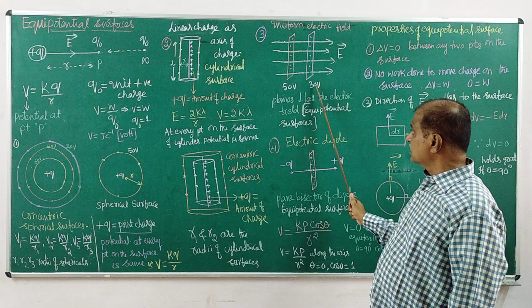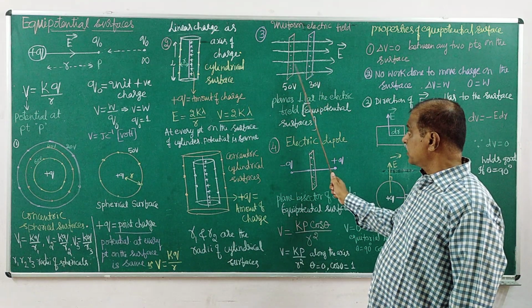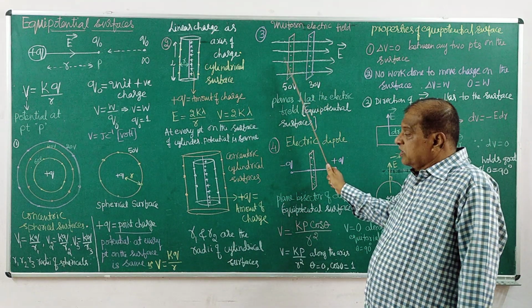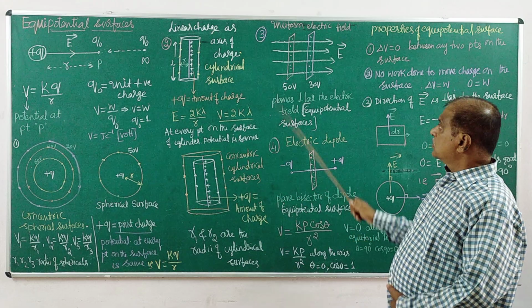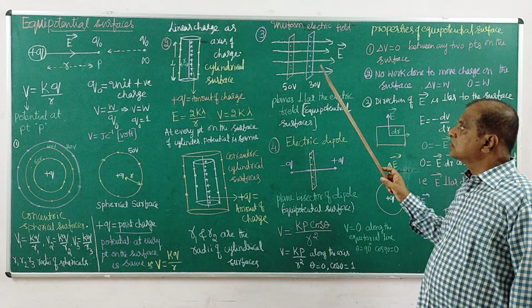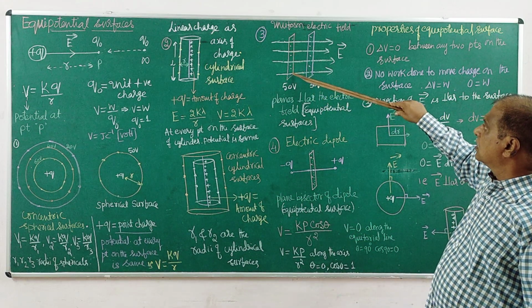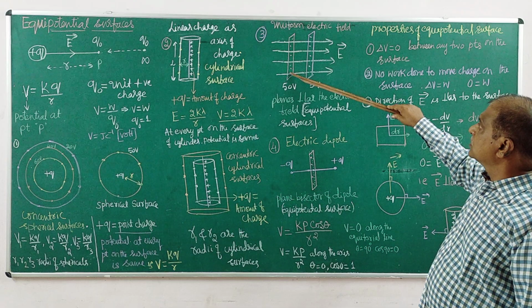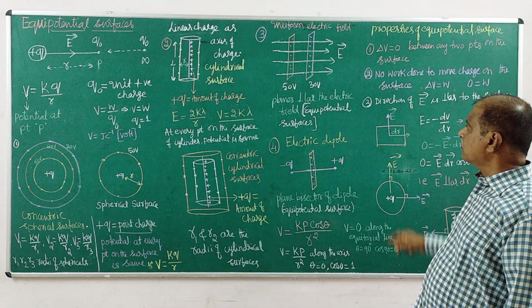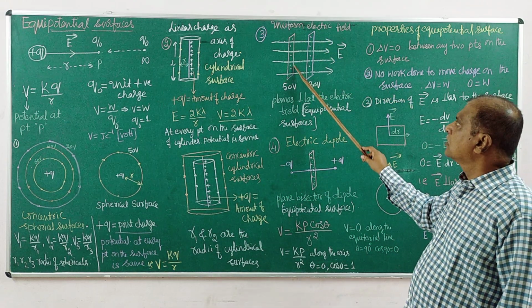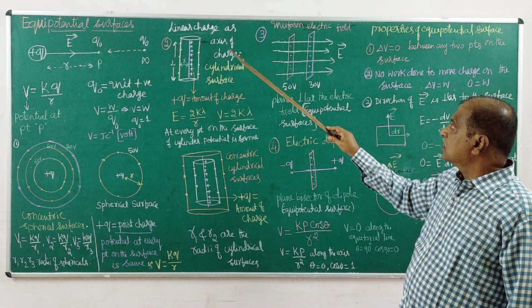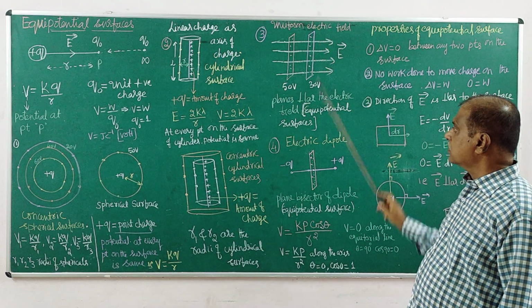But there is always a difference between the potentials. That is the potential difference between the two planes. So this is how we can visualize or imagine the equipotential surfaces in a uniform electric field, the drawing of equipotential surfaces in a uniform electric field.